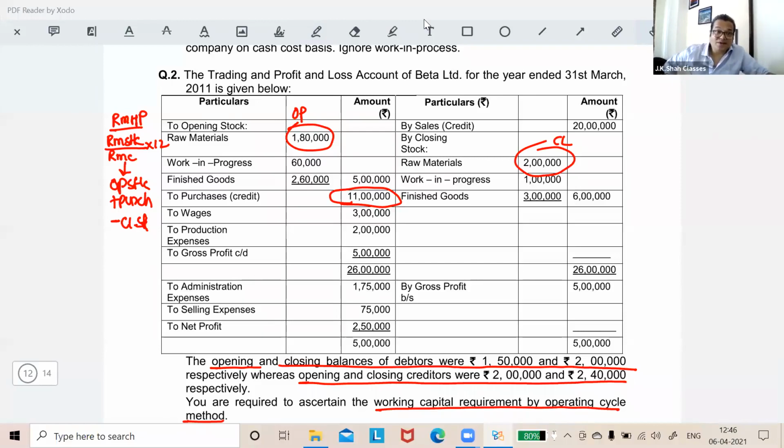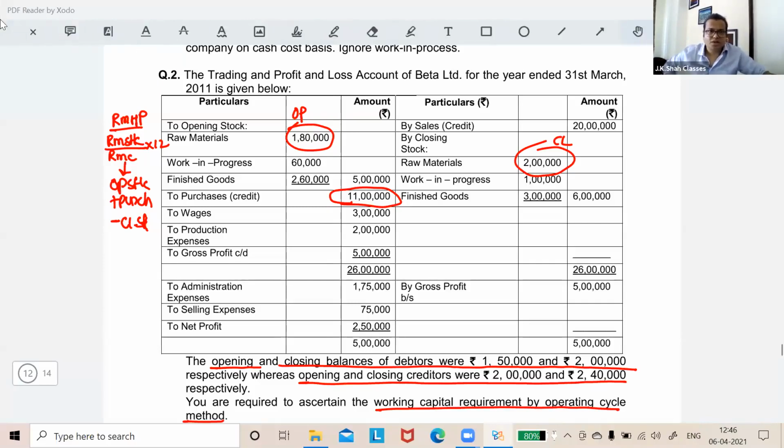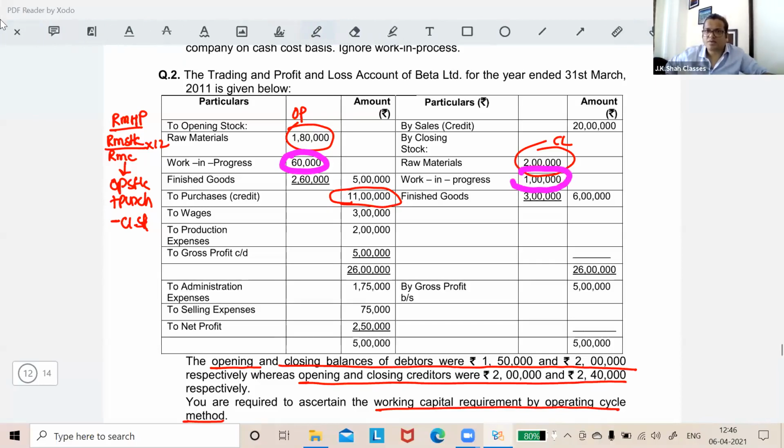Then I'll calculate the WIP conversion period. How will we calculate it? Average WIP stock. Where will we get it? We will get it over here, everything is there. Let's put a different color to WIP. Opening WIP, closing WIP.